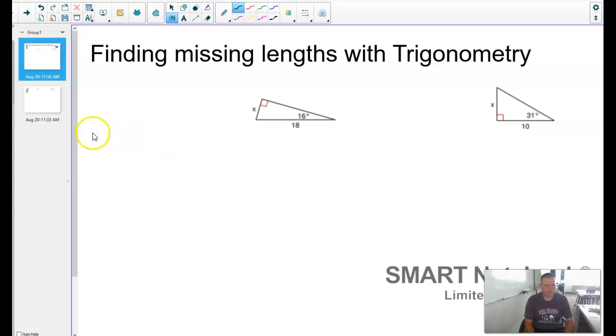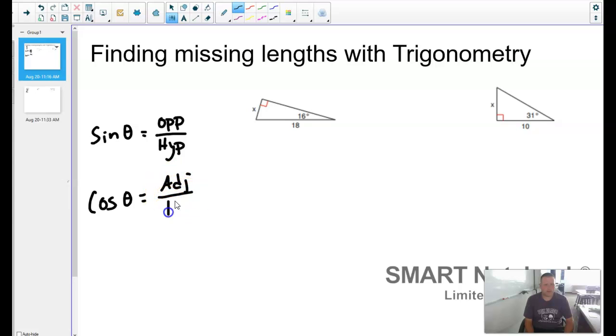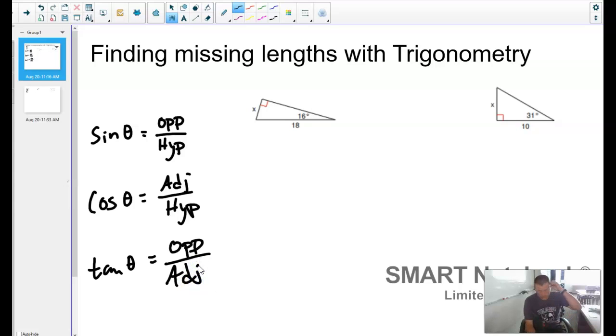Please don't forget, just a quick reminder, the sine of an angle, remember this is an angle, is equal to the opposite side over the hypotenuse side. You want to remember all these. Cosine of an angle is equal to adjacent side over the hypotenuse. And then the tangent of an angle is equal to the opposite over the adjacent side. And so we need these.